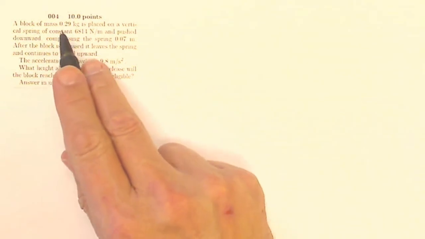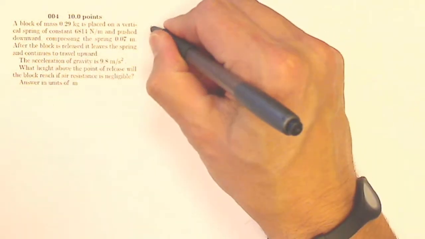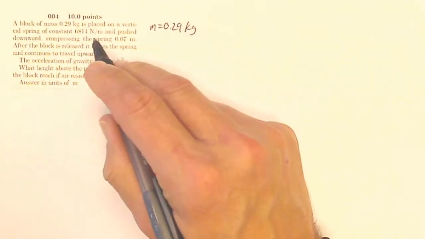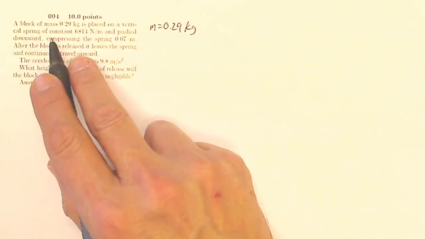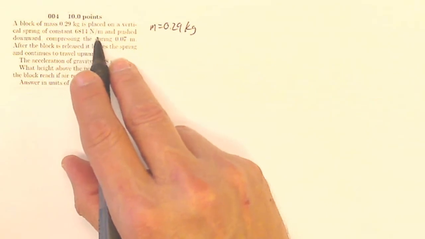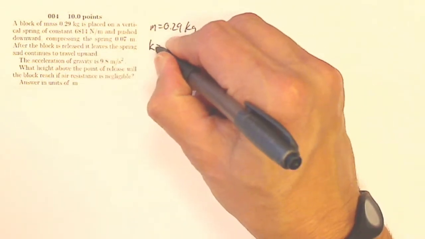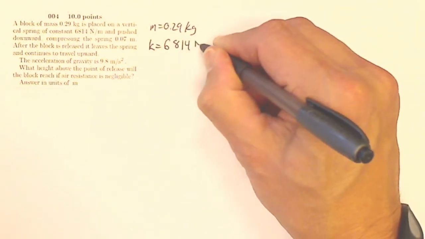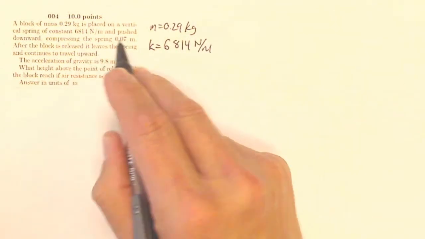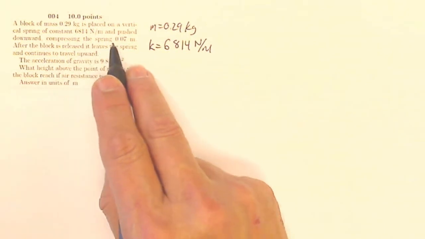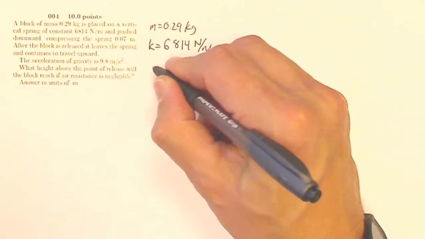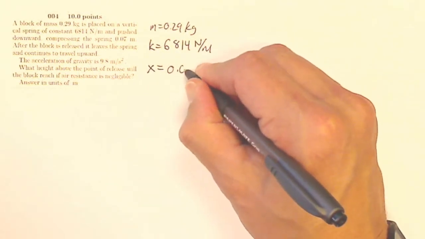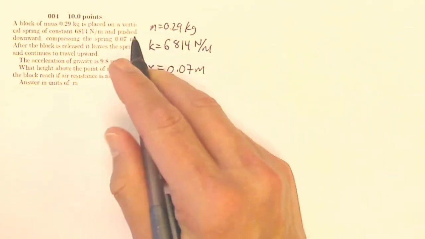A block of mass 0.29 kilograms, so M equals 0.29 kilograms, is placed on a vertical spring of constant 6,814 newtons per meter. So my K is 6,814 newtons per meter. And it's pushed downward, compressing the spring 0.07 meters. So my X, that's how much I compressed the spring, is 0.07 meters.